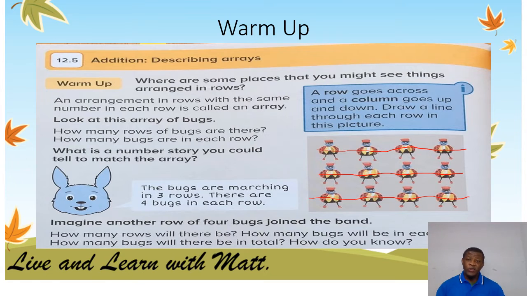And a column goes down or up. Goes down and up. That is a column. So an arrangement in rows with the same number in each row is called an array. So when they have columns and rows, we call it an array. So let's take a look at this array of bugs.